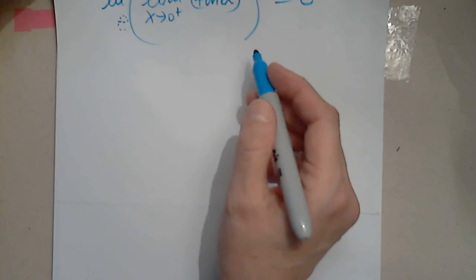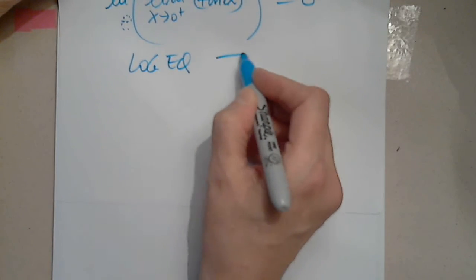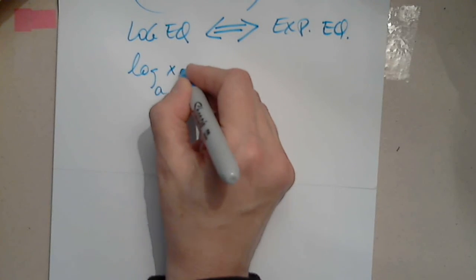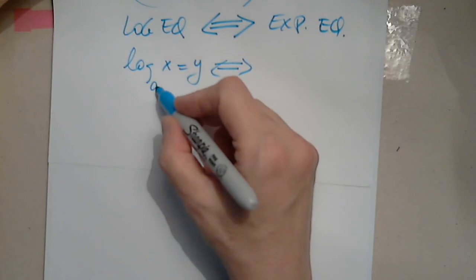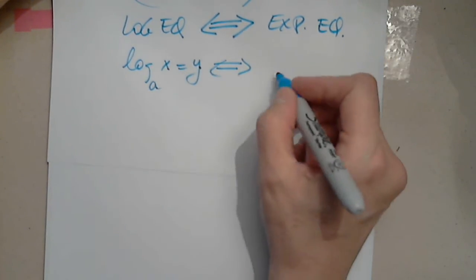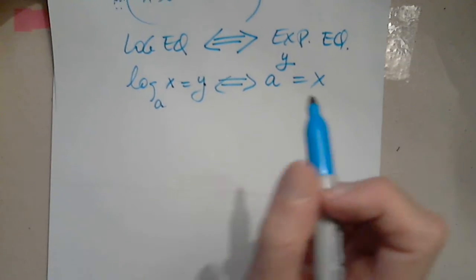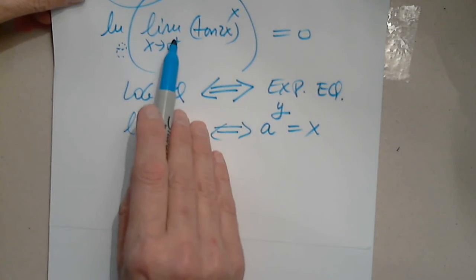So let me refresh your memory on the conversion between log equations. They are equivalent to exponential equations. Log base a of x is y, which is a log equation, is equivalent, because it goes back and forth, a raised to y equals x. A raised to y equals x. E raised to 0 is this number.